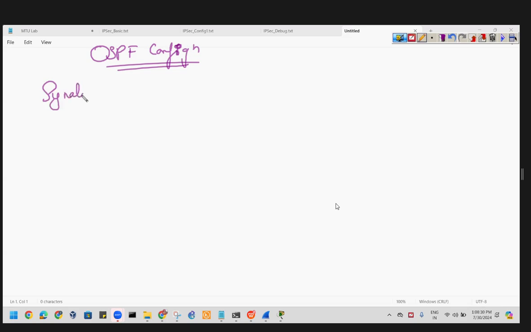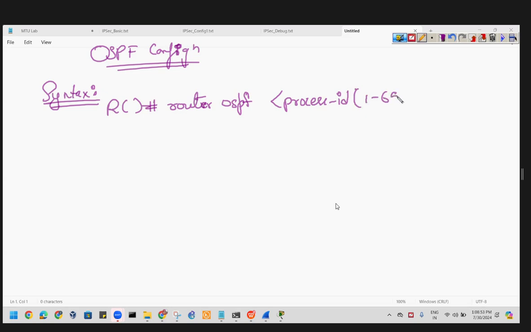Syntax. In the router's configuration mode, you will say router ospf, and you will choose the process ID, anything from 1 to 65535. It is not required that it should be the same on all routers, but EIGRP had this clause. Then you will enter the router configuration mode.